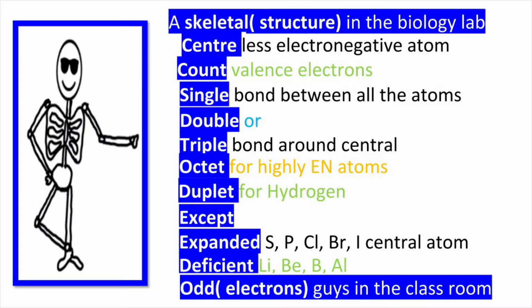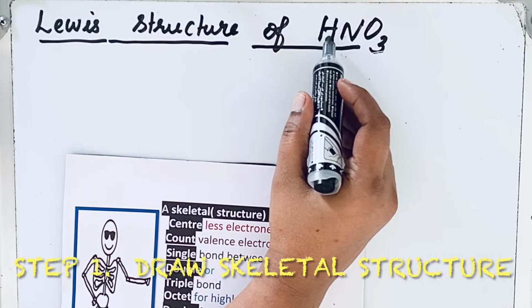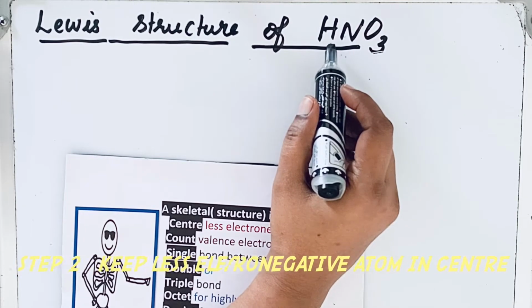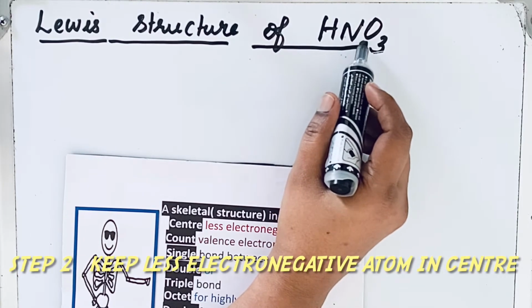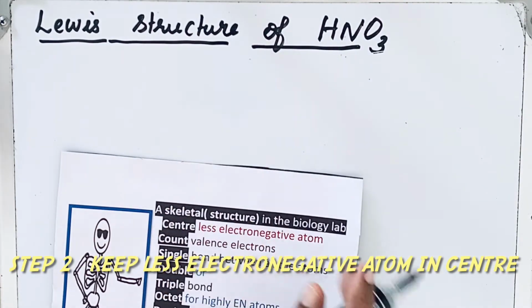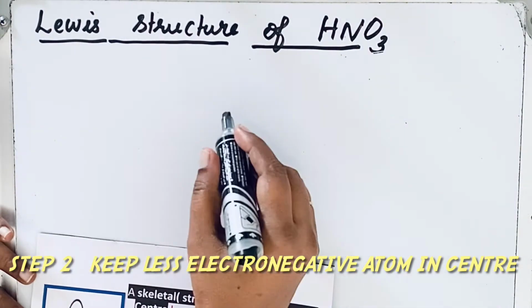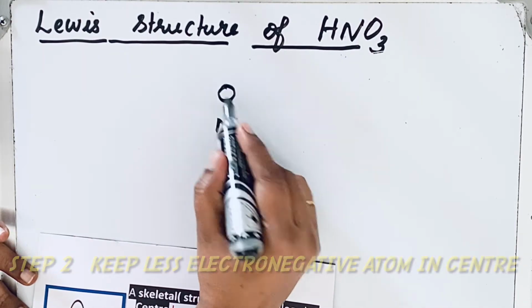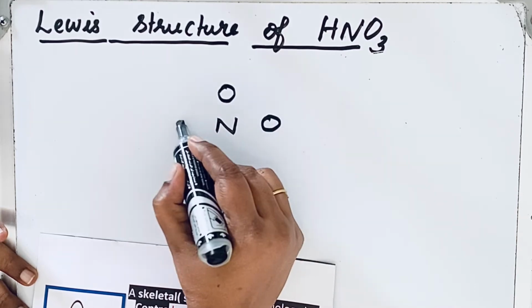When you draw the skeletal structure, in the second step you can see the center should be the less electronegative atom. In HNO3, hydrogen is a very less electronegative element. But hydrogen as a center we are not entertaining because it has only one valence electron. So among nitrogen and oxygen, nitrogen's electronegativity is lower. So we are going to write nitrogen in the center, then oxygen just around it.